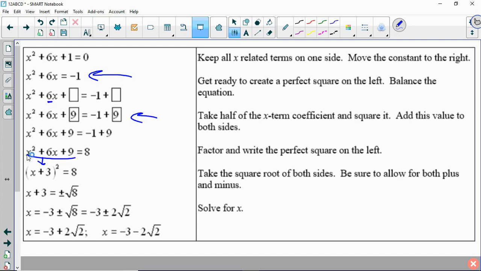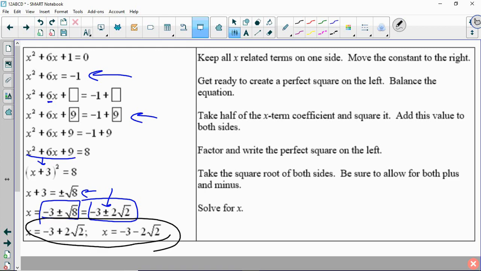Taking the square root, x plus 3 is plus or minus square root of 8. And then subtracting 3, we get that as an answer. Of course, 8 is the same as 4 times 2, so we can simplify that radical and get negative 3 plus or minus 2 times the square root of 2. And you could leave it kind of tied together by that plus or minus like we have in this box, or you could rewrite it as 2 separate answers, whatever makes you happy.